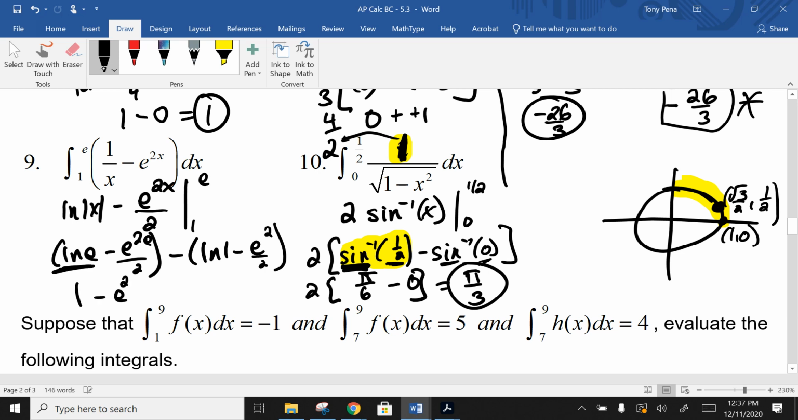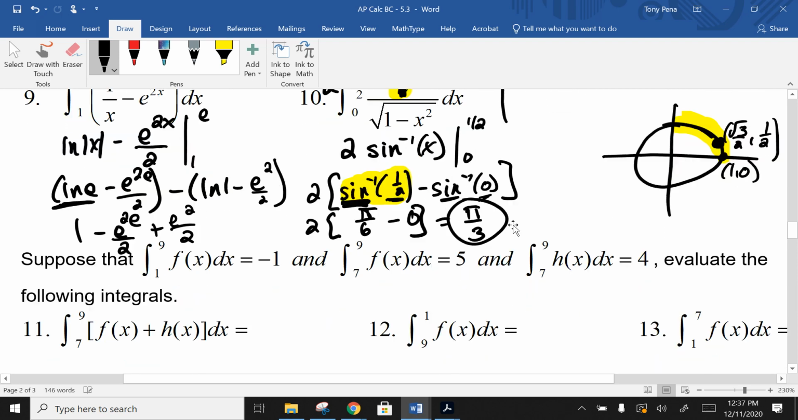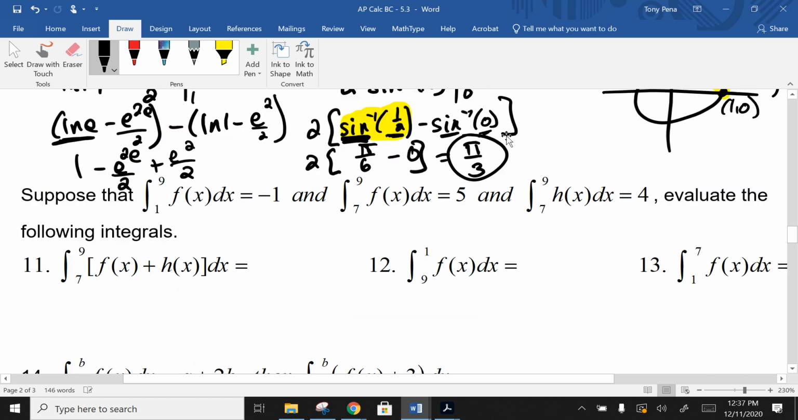Minus, and then I've always felt like e to the 2e should do something cool, a cancel or something, but it doesn't. You just leave it e to the 2e over e, not much that happens there. Natural log of 1 is a 0, but we do have minus a negative e squared over 2, so that should become plus e squared over 2. Okay. And that's it. All right.